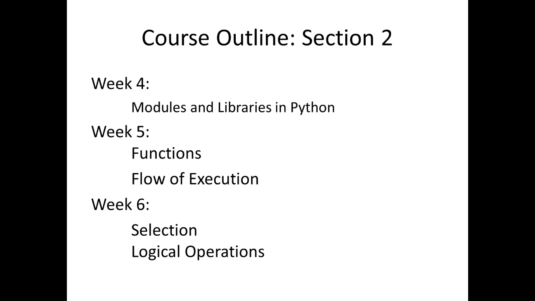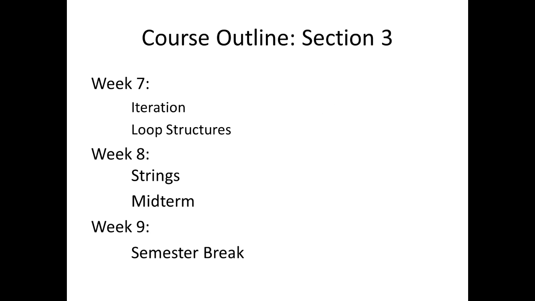In week 6, we'll talk about selection and logical operations, which is how the computer uses formal logic, called Boolean logic, to help create more intelligent systems and programs. In week 7, we'll talk about iteration and loop structures, which are techniques that allow us to perform computations on larger data sets or in more complex problems. In week 8, we'll finish up before the midterm with a discussion of strings and text manipulation, which is a surprisingly common problem in computer science.